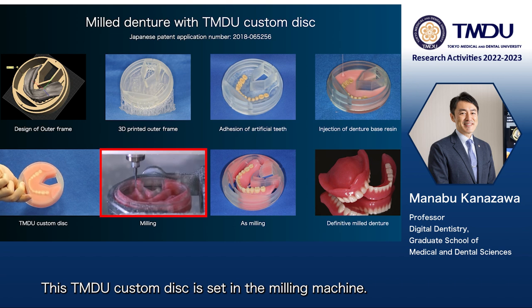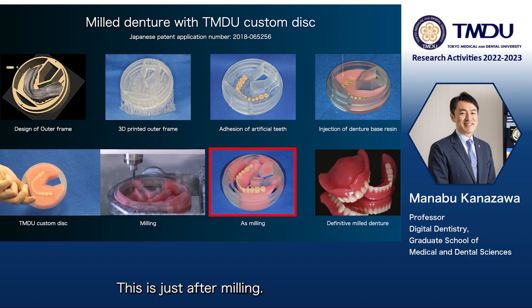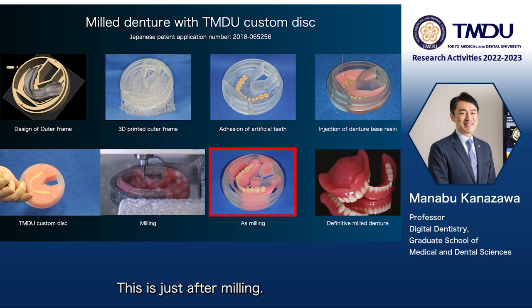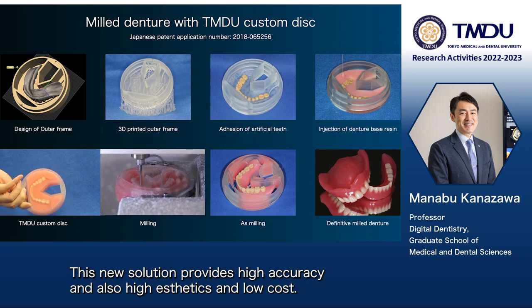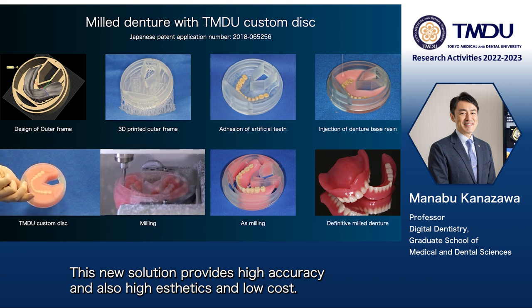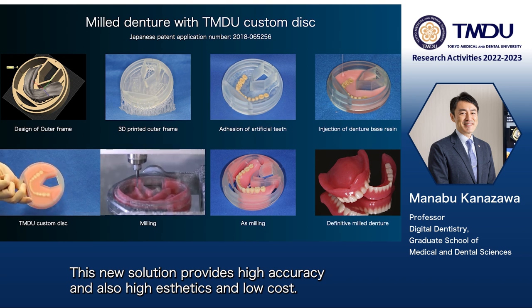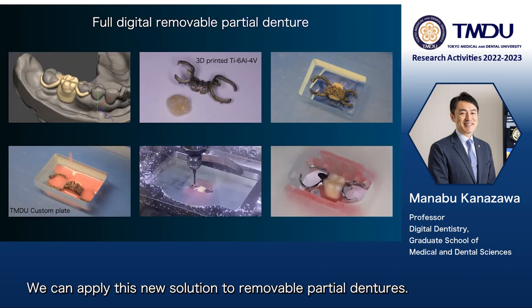This TMDU custom disc is set in the milling machine. This is just after milling. This is a definitive milled denture. This new solution provides high accuracy and also high aesthetics and low cost. We can apply this new solution to removable partial dentures.